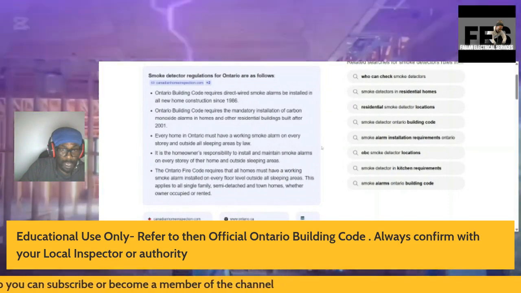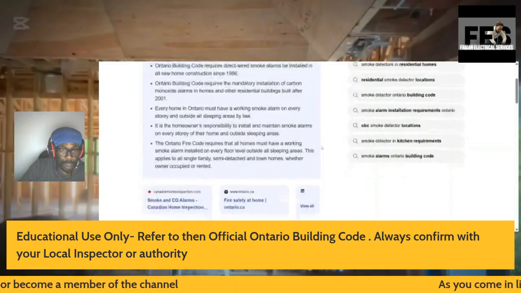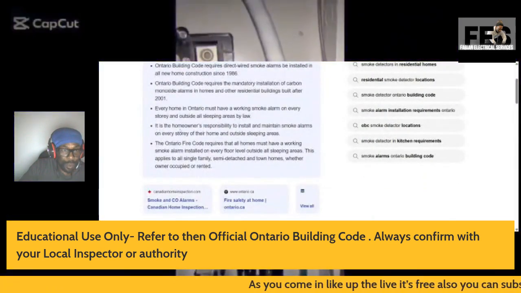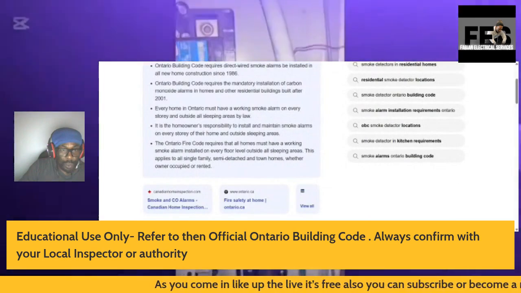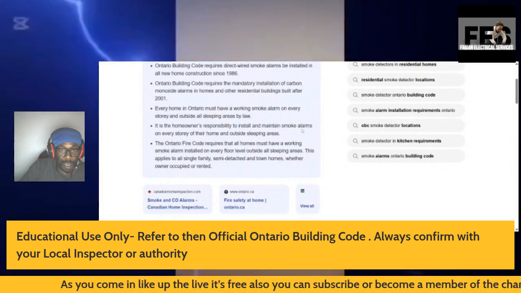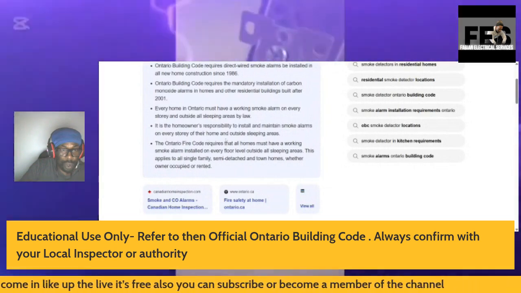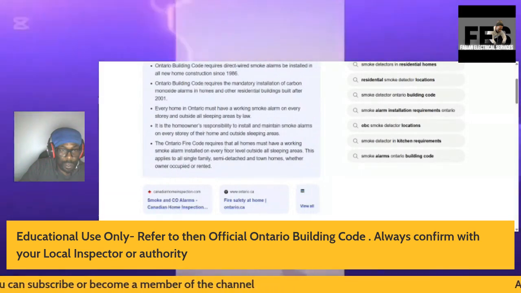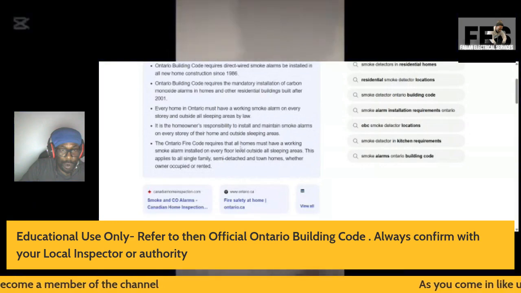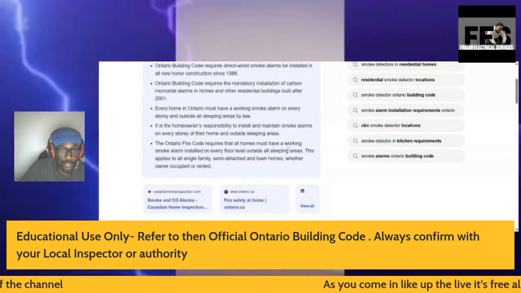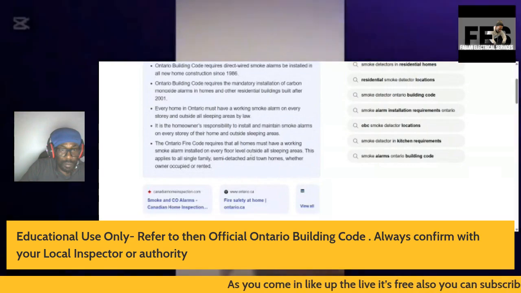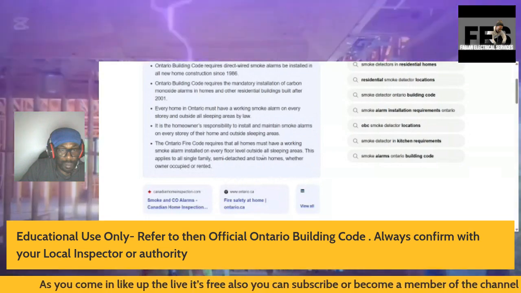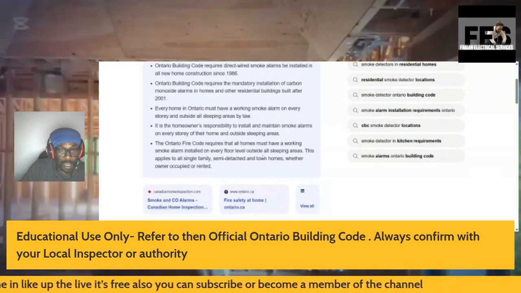I believe that it is the homeowner's responsibility to install and maintain smoke alarms on every story of their home and outside sleeping areas. The Ontario Fire Code requires that all homes must have a working smoke alarm installed on every floor level, single family, semi-detached, and town.